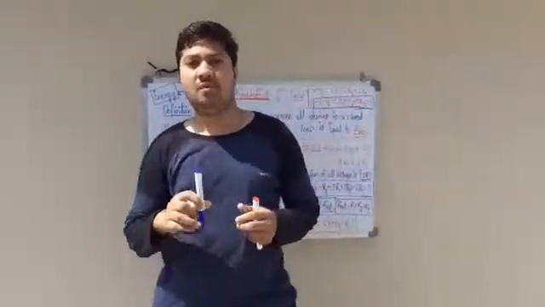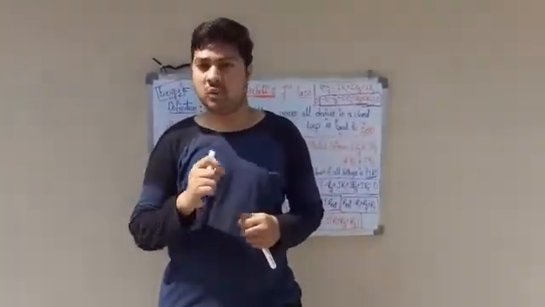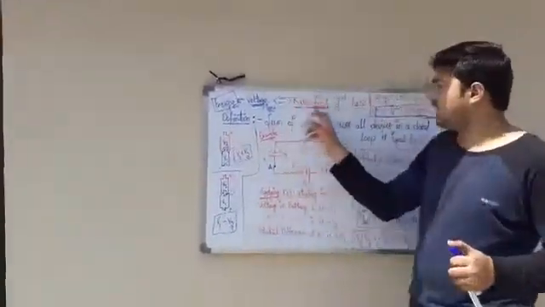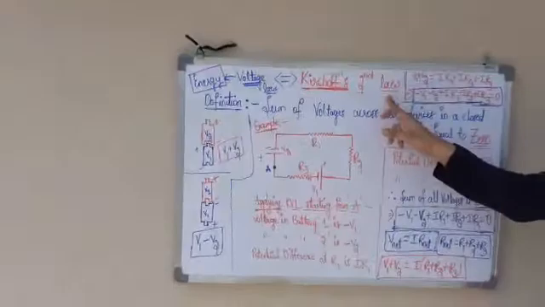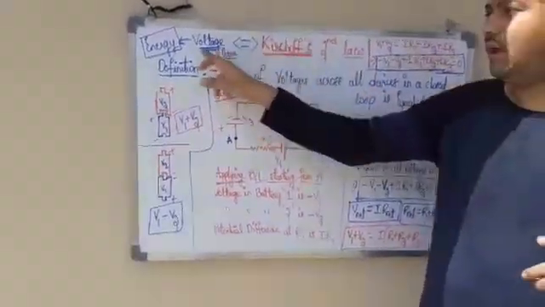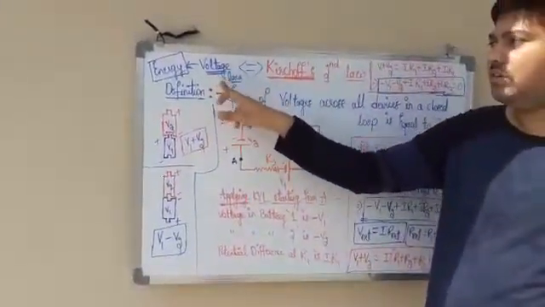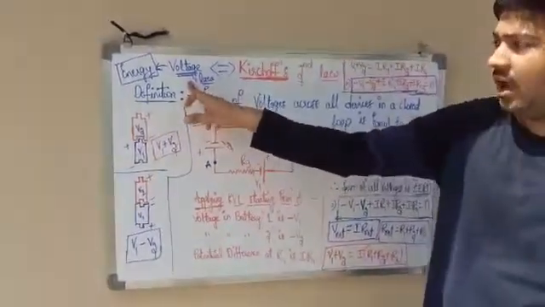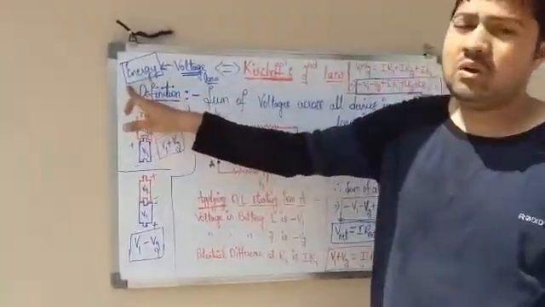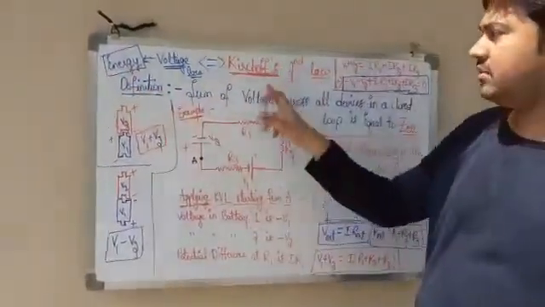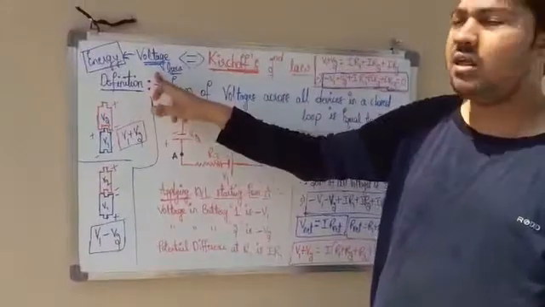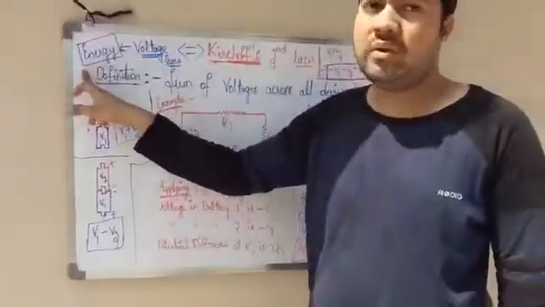So firstly I am going to explain Kirchoff's second law, which is very difficult. Kirchoff's second law is also called the voltage law, and it is also called the law of conservation of energy. So it is also called Kirchoff's voltage law or KVL or law of conservation of energy.